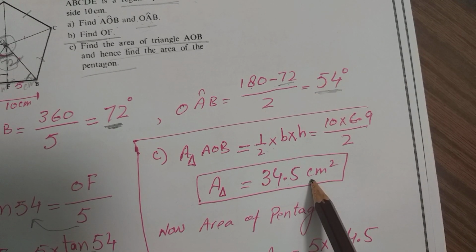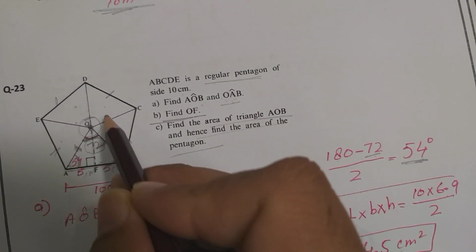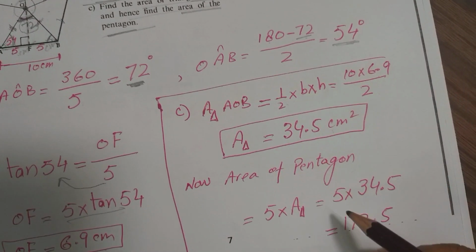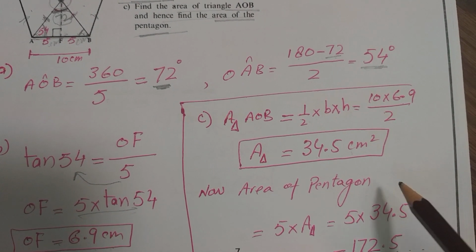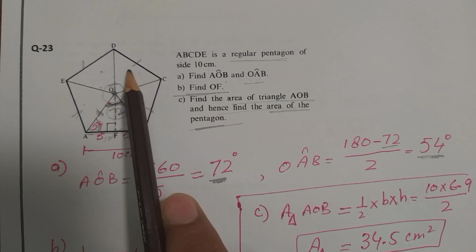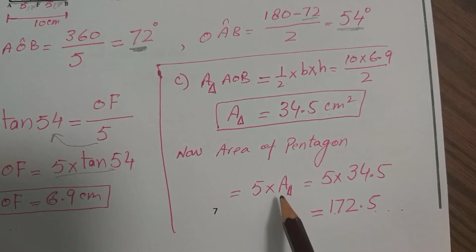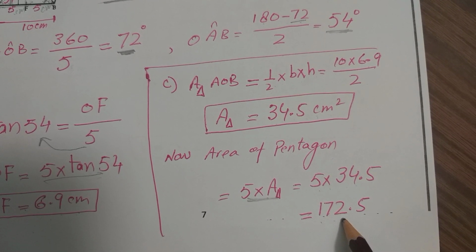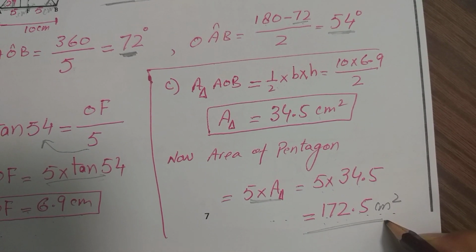This is the area of one triangle. So how many triangles are there? 5 triangles. If you multiply by 5 triangles, it becomes the area of the pentagon. We have another method also to find the area of a pentagon, but I let you know the easiest way: first find the area of one triangle, then multiply by the number of triangles. There are 5 triangles in total, so multiply the area of one triangle by 5. 5 times 34.5 is 172.5 centimeters squared. So this is the area of the pentagon.